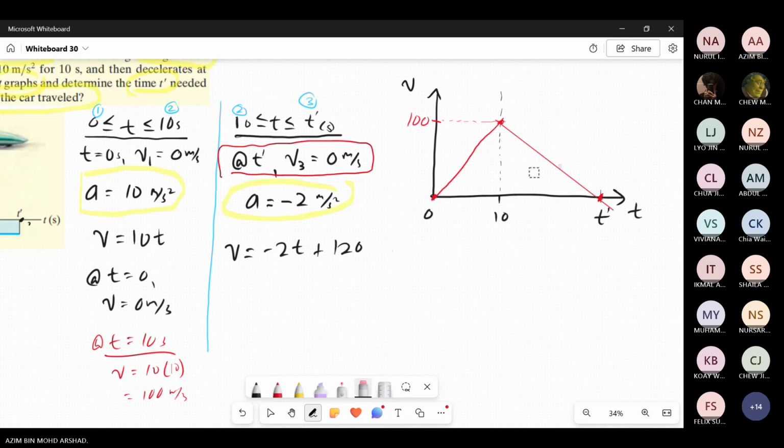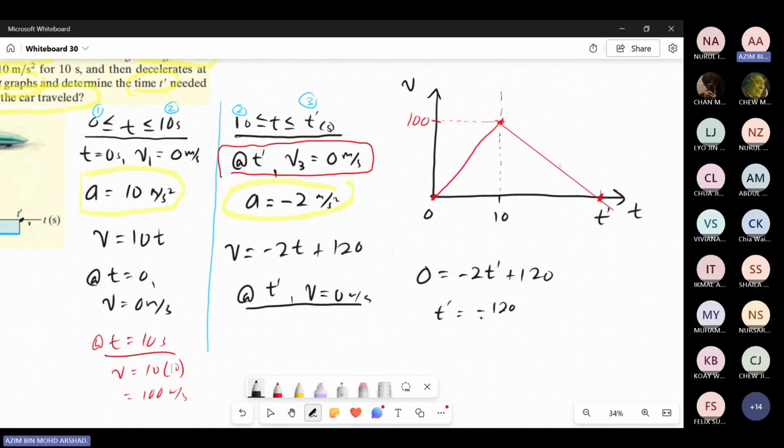Now, how can we find t prime? So we know that at t prime, the velocity is 0 meter per second. So we just substitute this back into this equation. We'll get 0 equals negative 2 t prime plus 120. So we'll get t prime equals negative 120 divided by negative 2. So it is 60 seconds. So t prime is 60 seconds.